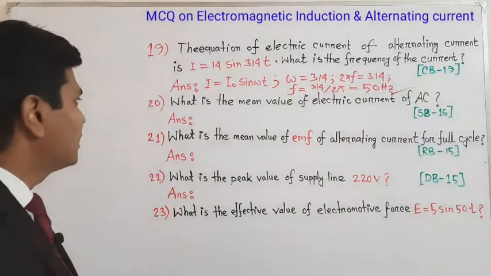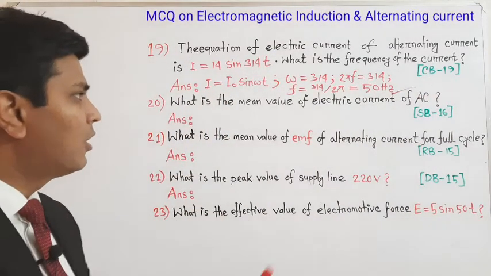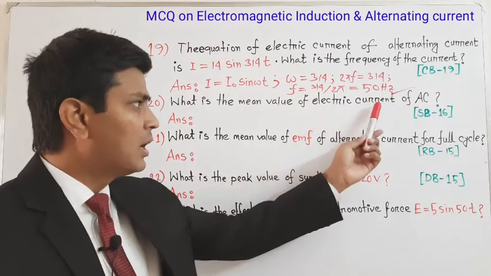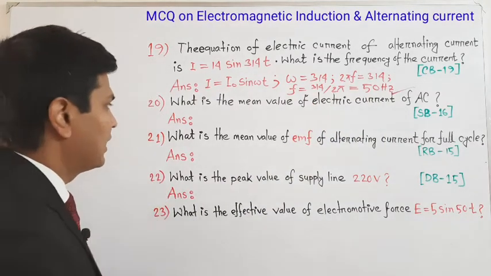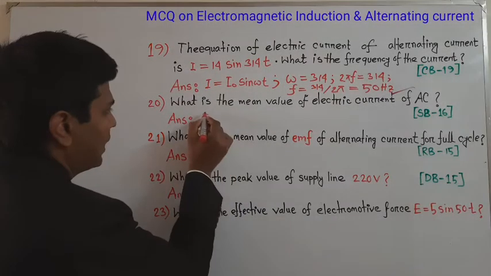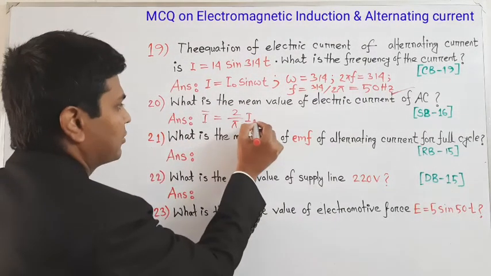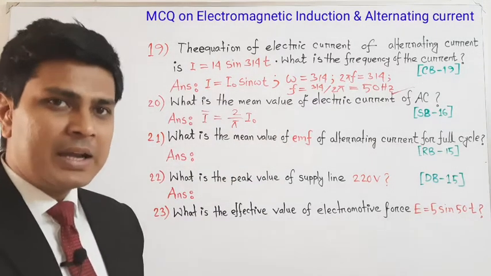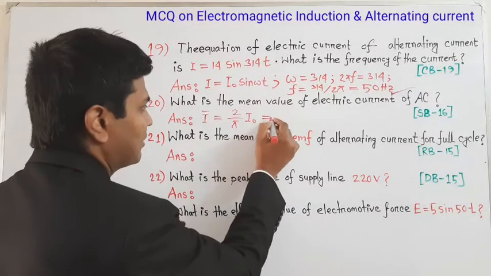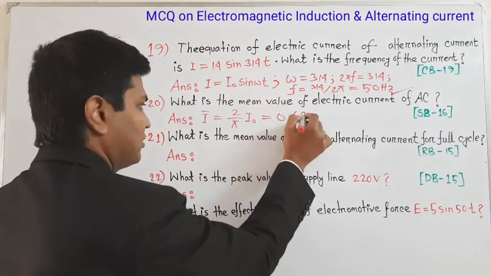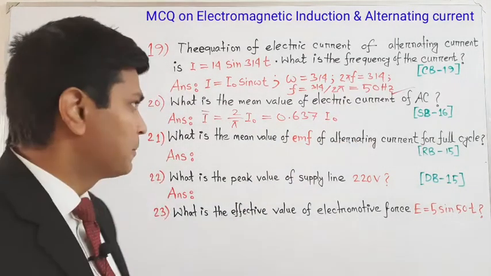Now question number 20. The question is, what is the mean value of the electric current of AC current? The mean value of AC current is I bar equals 2 by pi I naught. That means 2 by pi of I naught. And if we calculate 2 by pi, then the answer will be 0.637 I naught. This is the mean value of AC current.